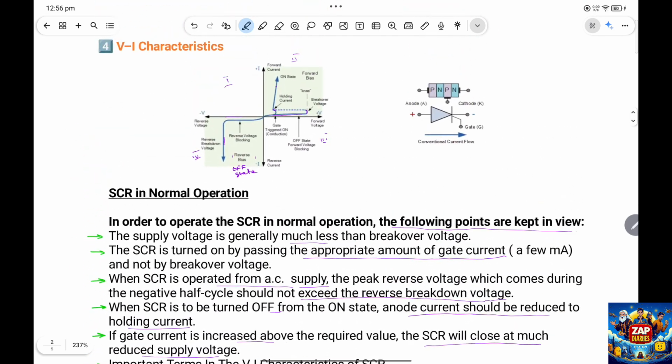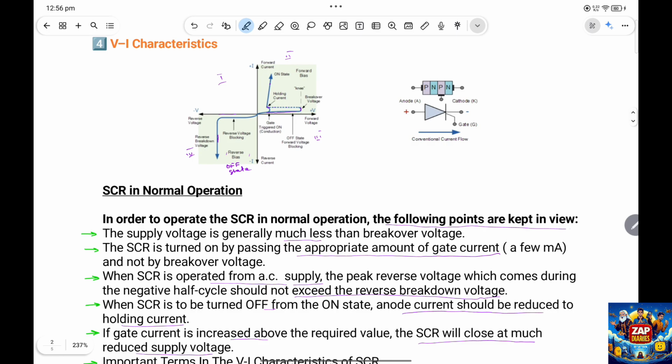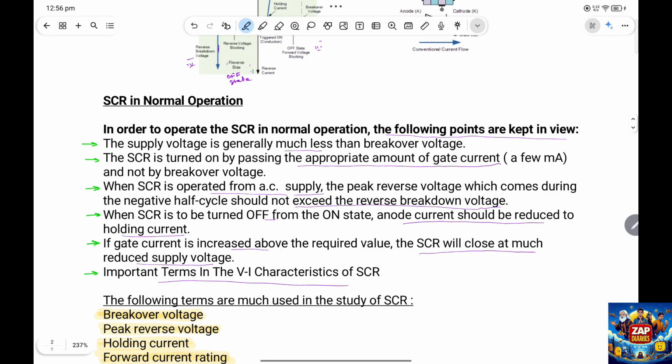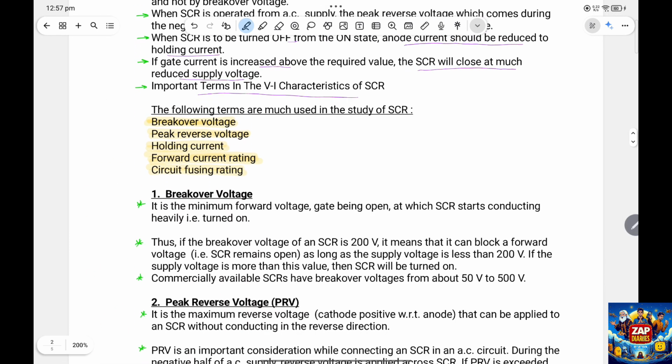Okay, in the exam, if it comes, you just draw this and explain this operation. You can easily get 5 marks.